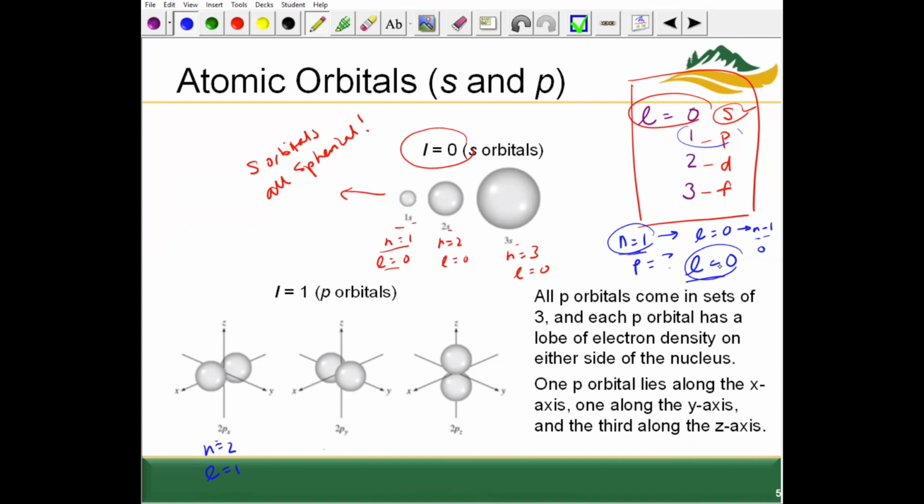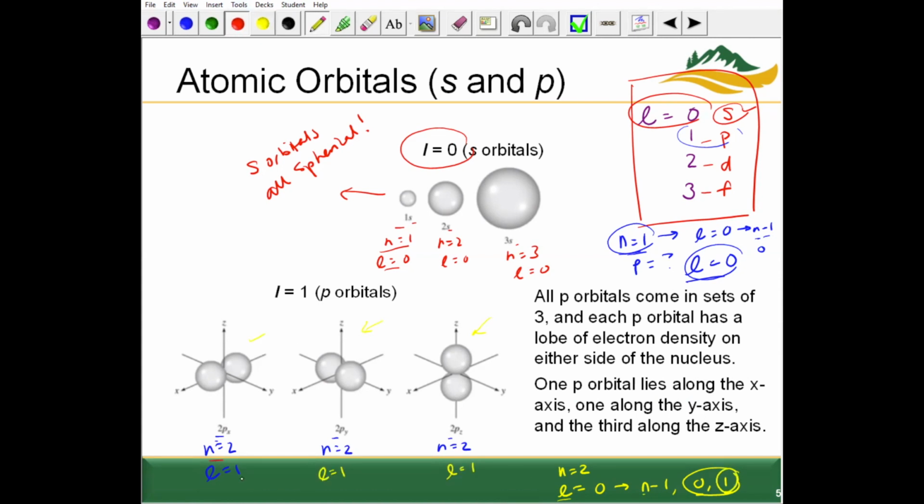Now when talking about p orbitals, we had to jump up a value for n. So these are all n equal to 2. When n is equal to 2, the possible L values are 0 up through n minus 1. So that is 0 and 1, right? 2 minus 1 is 1. So when n equals 2, the possible L values are 0 and 1. For p-shaped orbitals here, it's clear we have an L value of 1 for these examples.